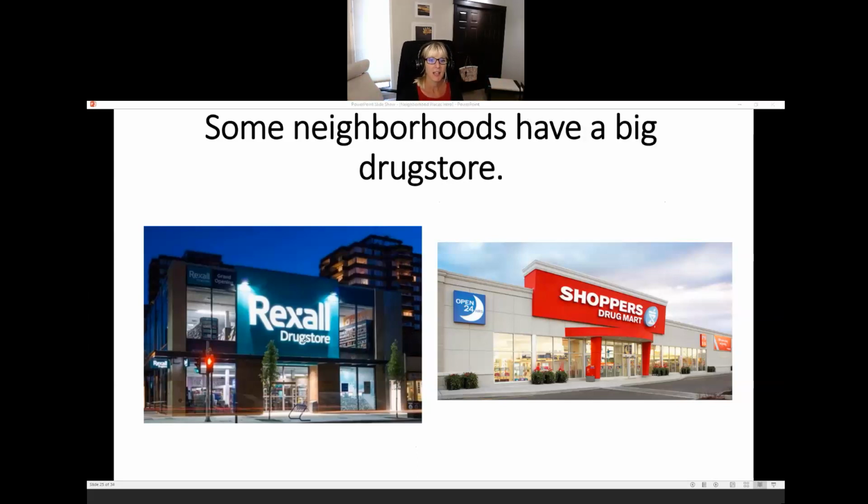So you can see it's called Rexall Drug Store and Shoppers Drug Mart. They're the same. Store and mart are the same. You would not say, I'm going to the mart. We don't say that. I'm going to the store is good. But when you see the word mart in the name of a drugstore, it means store. But you don't go to the mart. We don't want to say that. Some neighborhoods have a big drugstore.